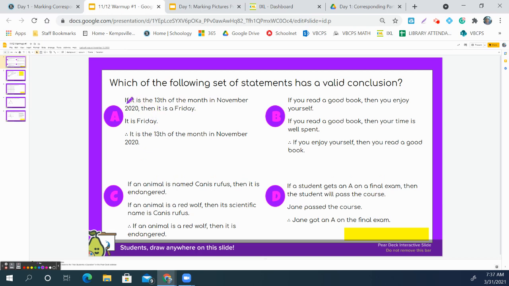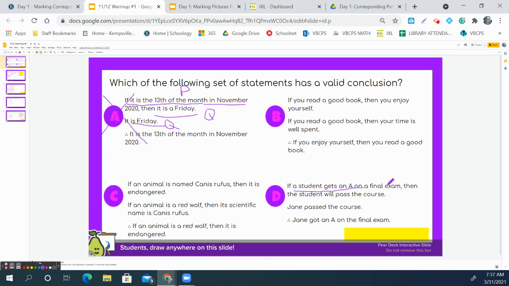So in question number 1, you want to highlight, right? If it's the 13th of the month, that's P, or actually in November is P. Then it's Friday, that's Q. I know I can't start with a Q. This is the converse pattern, so this doesn't work. I think this one does the same thing.